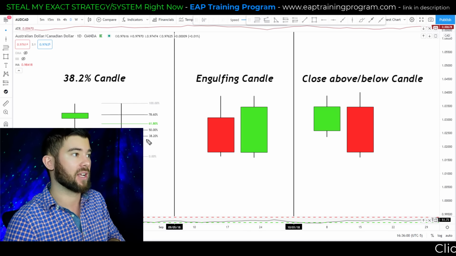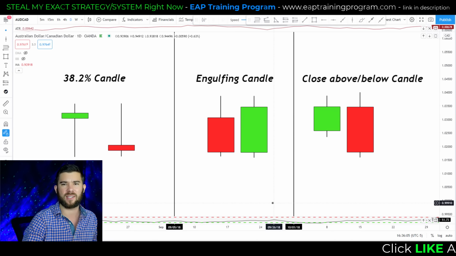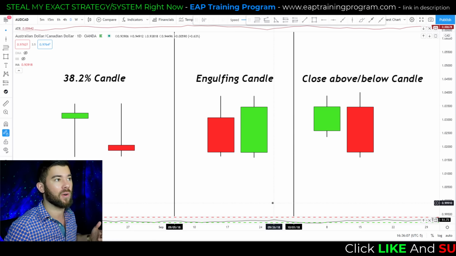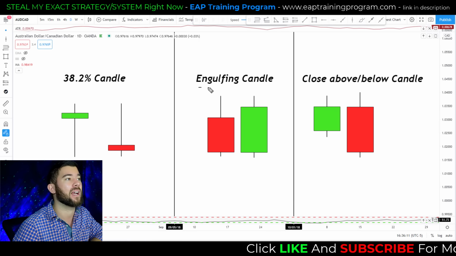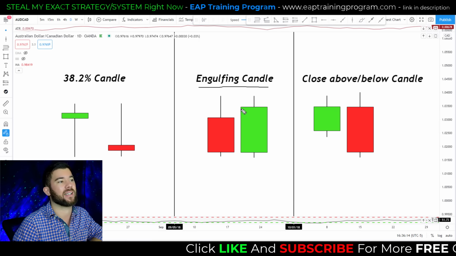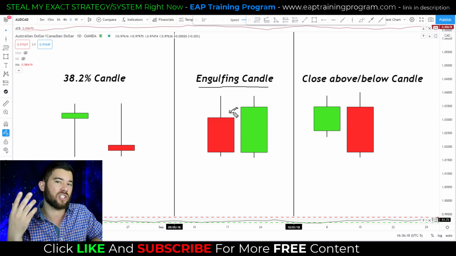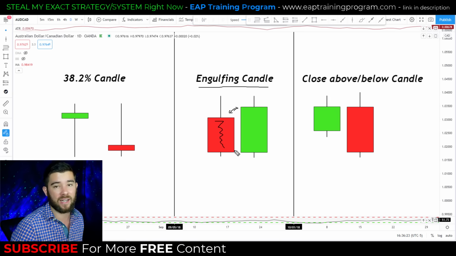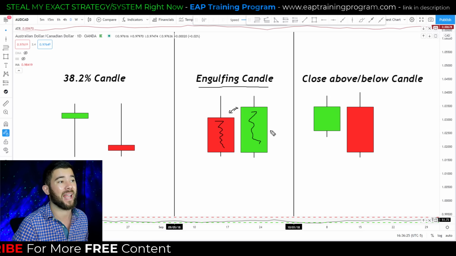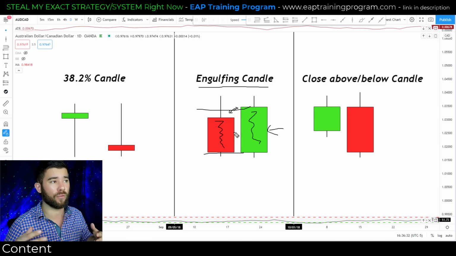So next, after the 38.2% candle, we have the engulfing candle. This is a candle you've probably heard of and you may already know how to identify, but in the forex market, the way I identify an engulfing candle is a candle that has a larger body than the previous candle and that changes colors. So for a bullish engulfing pattern, I need to see that the previous candle was red, that the next candle is green, and that the green candle has a larger body than the previous candle. That is a bullish engulfing candle for me.